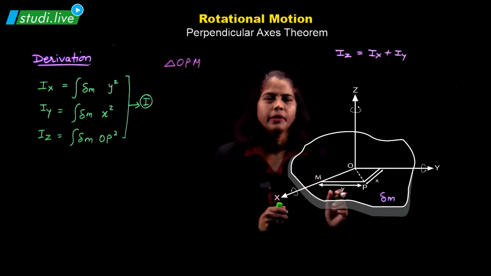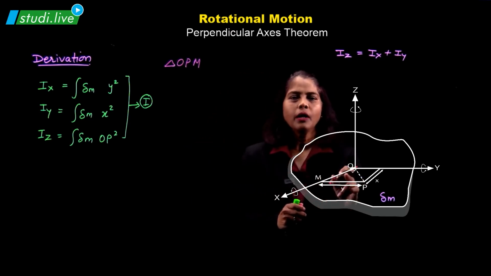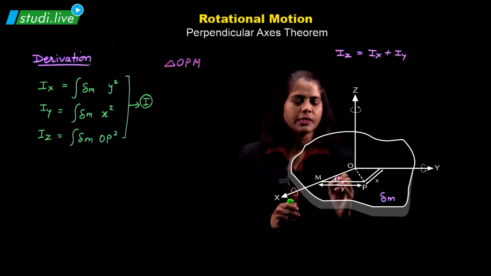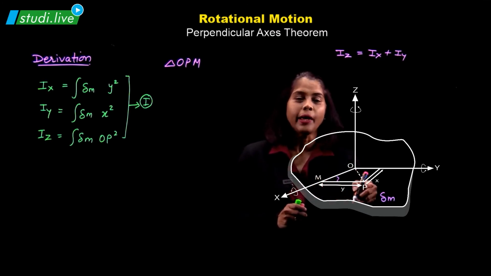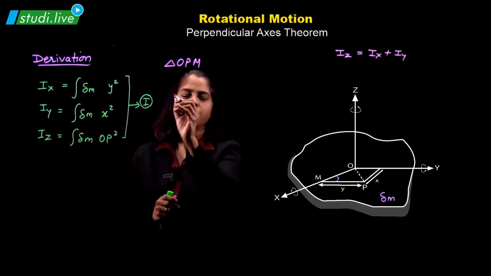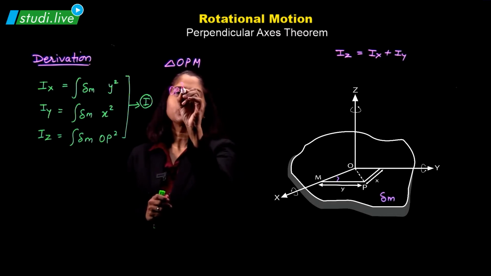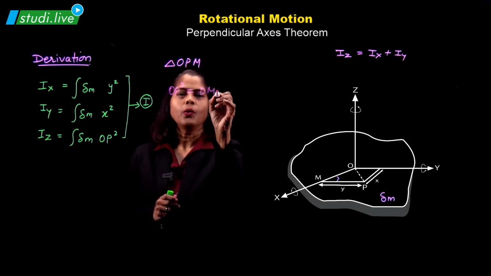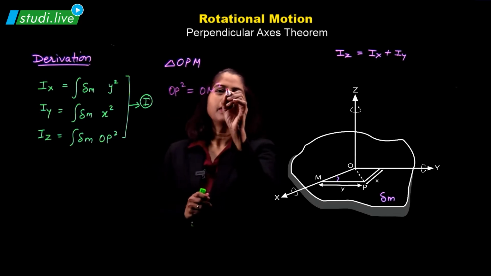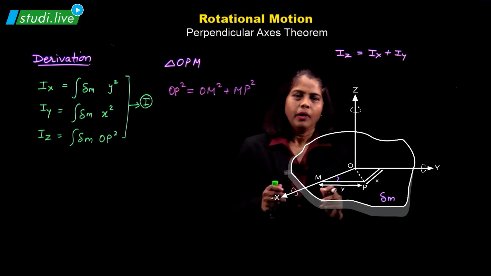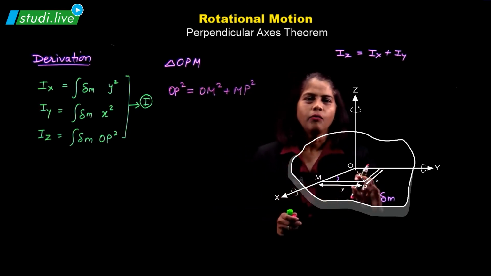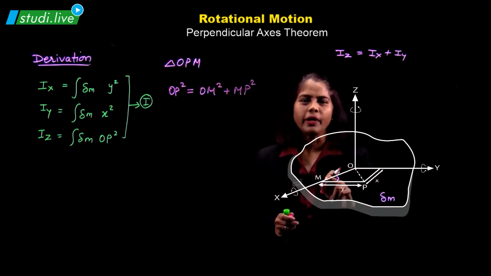What is the Pythagoras theorem here? Now this is the perpendicular distance. So here in this case OP is the hypotenuse. So OP square is equal to OM square plus MP square. So let me just write this part. OP square is equal to OM square, right, plus MP square. Yes. Now in this case, what is OM square?